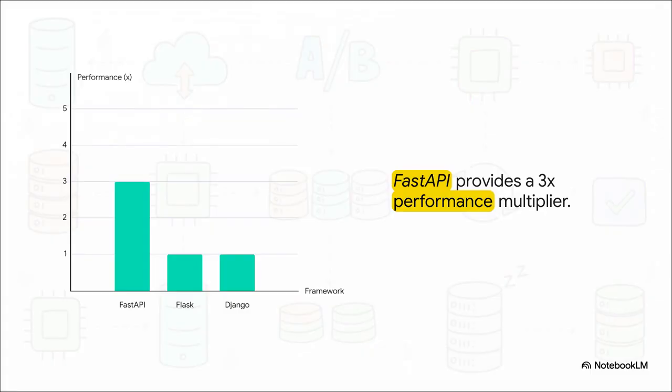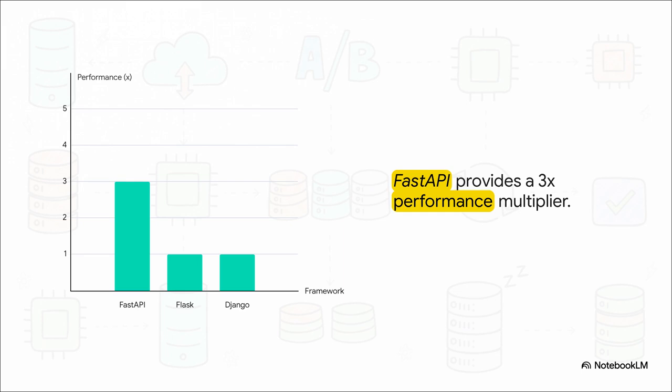When we move to the application layer, the framework of choice is FastAPI. It provides a staggering 3x performance multiplier over older frameworks like Flask or Django. But it's not just about raw speed. FastAPI was chosen for its native async support, which is absolutely crucial for handling concurrent machine learning API requests efficiently.